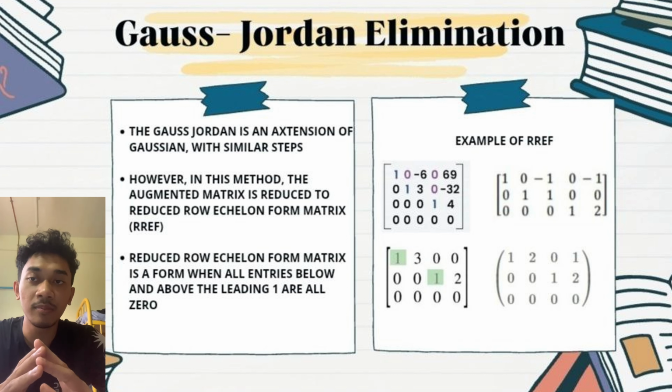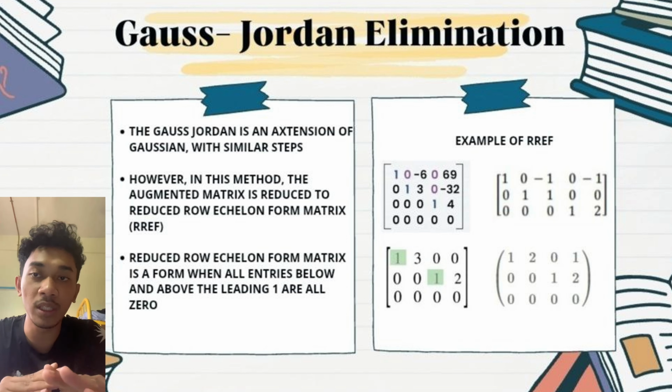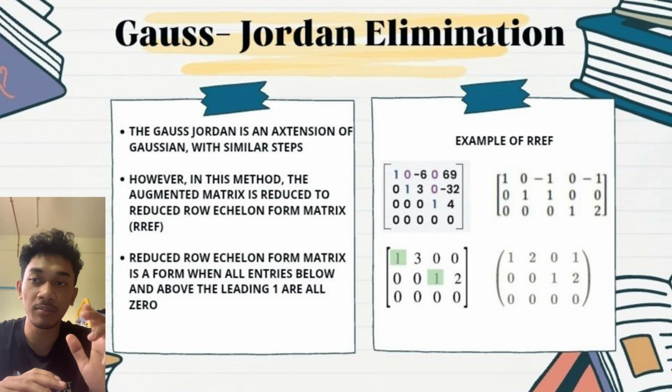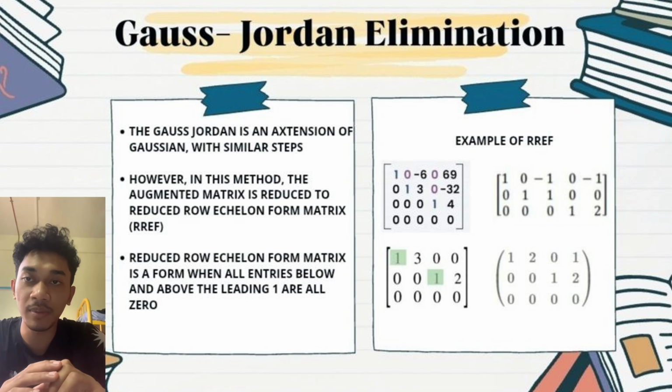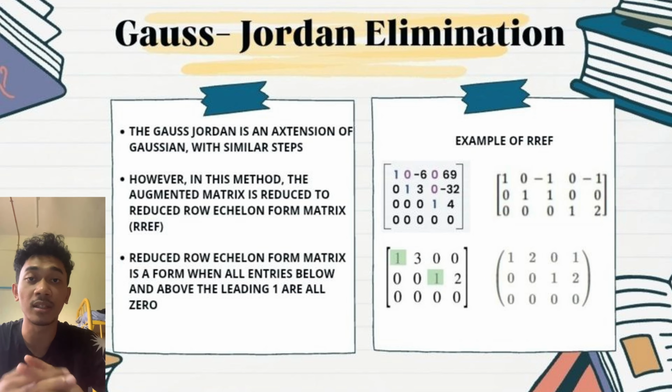But it doesn't mean that the number beside it, for example, the number beside the leading one being 3, needs to be 0 above and below it. So as we can see for the other example, this is an example of RREF, and that's all.